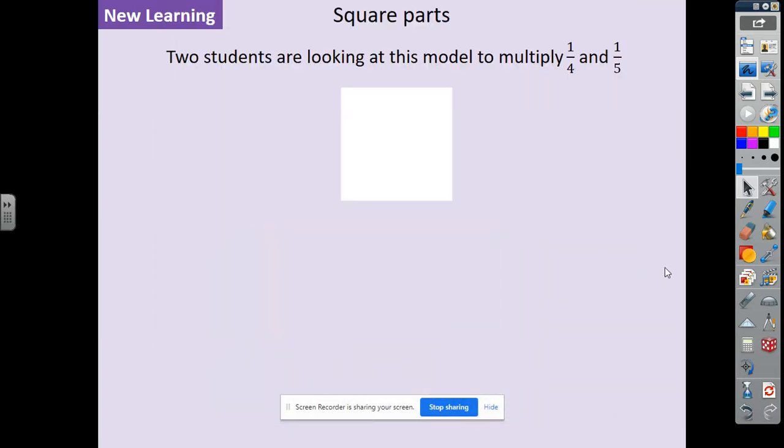So we're going to have a look at multiplying two fractions. In this particular example, we are going to multiply a quarter by 1/5. So first of all, let's have a look at how we could split these and combine them.